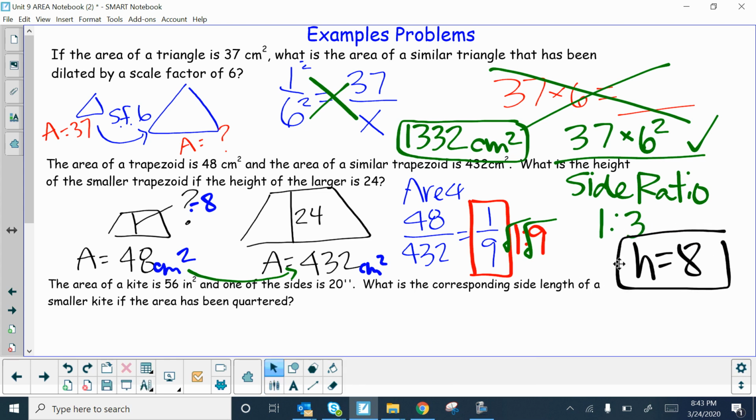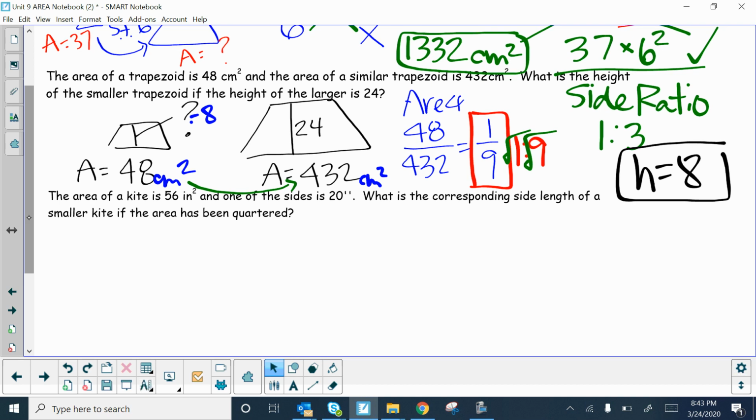All right, one more. Let's try one more. Make sure you get used to using these ratios. It says the area of a kite is 56 inches squared, and one of the sides is 20 inches. What's the corresponding side length of a smaller kite if the area has been quartered? Ooh, okay, so it's been quartered. So how many times smaller did it get? If you take a quarter of something, that's like taking 1/4 of something, right? So that means the area is getting 4 times smaller.